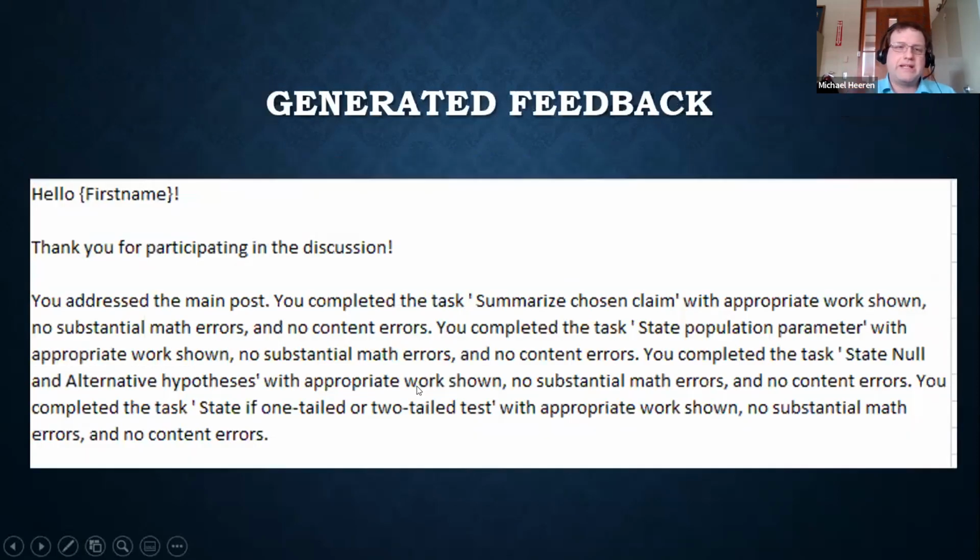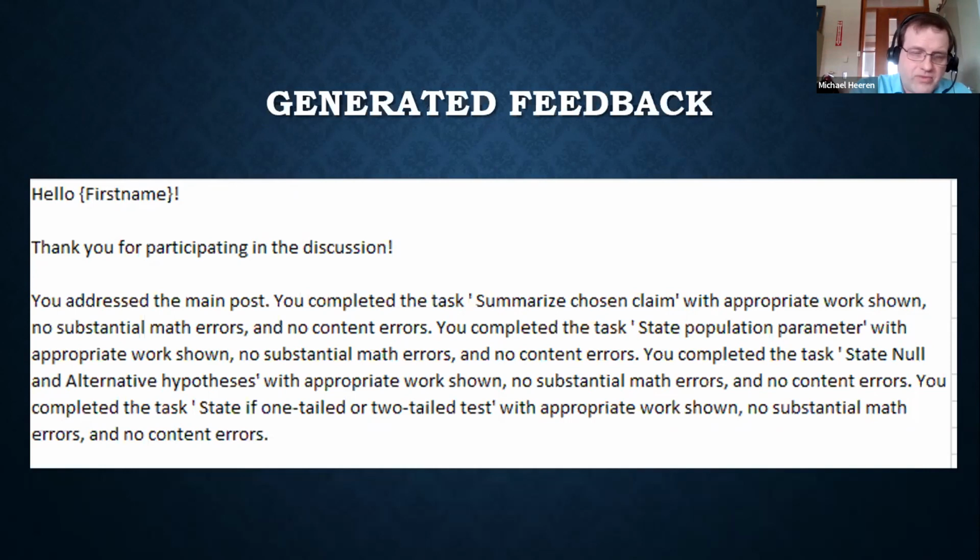Then I can concatenate this into a nice little paragraph saying, hello, first name, where first name can be used in Brightspace. That's a platform that we are using. And it'll say, hello, Michael, hello, Sarah, hello, George, hello, whoever. And it just starts out saying, thank you for participating in the discussion. So that's the most important part right there, because you're thanking them for doing what they're supposed to be doing. So it makes them feel good. You're acknowledging that they were there doing what they're supposed to do.